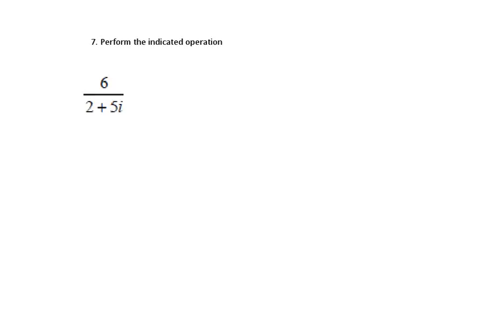Perform the indicated operation. In order to do this, I would bring in something called the conjugate. And what the conjugate is, same numbers but opposite signs. So I'm going to bring in, top and bottom, 2 minus 5i. The next step is something I call double FOIL. It means I will FOIL the top, then FOIL the bottom. Let's start up top.